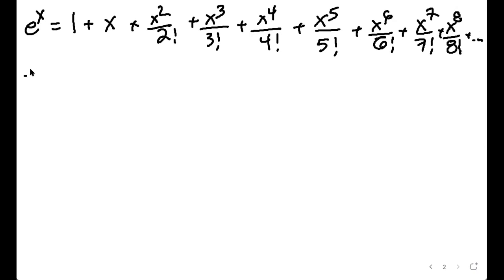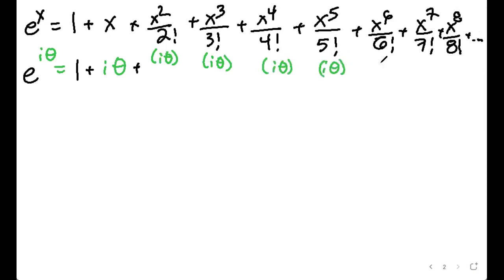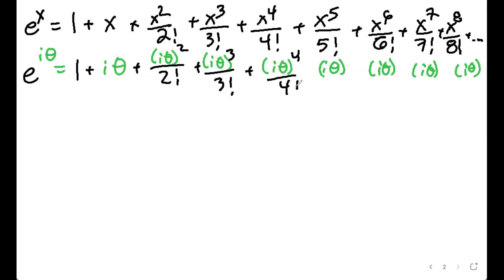So now e to the i theta is going to be, everywhere we see an x, we replace it with i theta, plus i theta squared. Let me just write all the i thetas real quick. I sometimes get a bit carried away with the color coding here. Well, I entertain myself with the Zoom whiteboard sometimes. Okay, so now we're getting all of this filled in here.